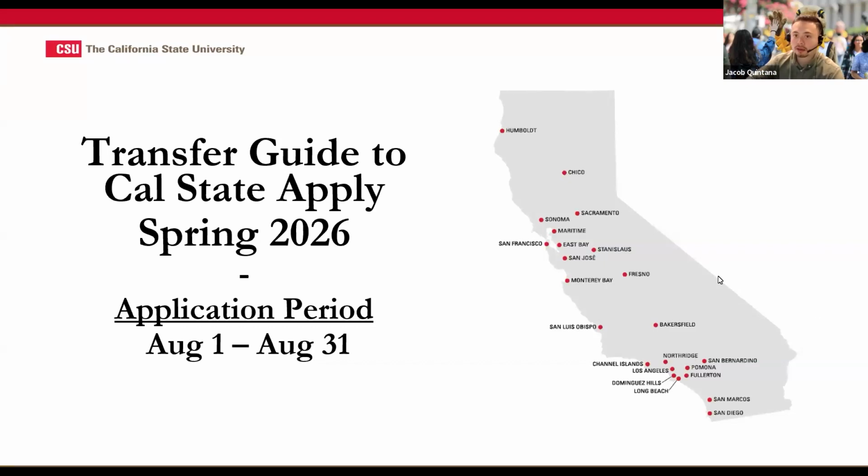If you're here today, that means you are interested in joining either Cal State LA or one of the schools within the CSU system for spring 2026, which is quickly approaching. And as mentioned there, the actual application period for spring 2026 is open from August 1st to August 31st, 2025. So just make sure to keep that in mind. And yes, we're going to go ahead and get started.